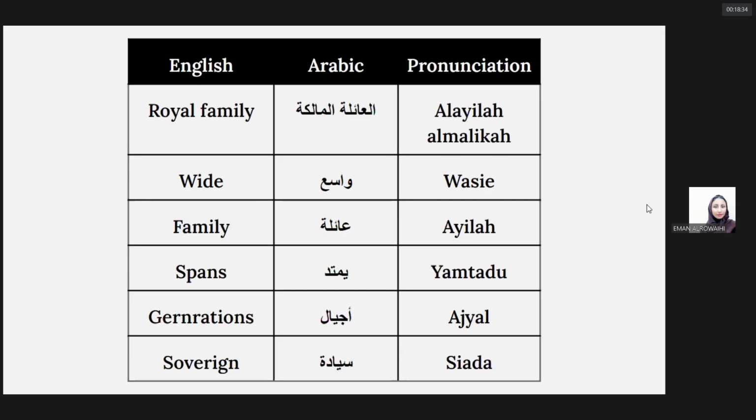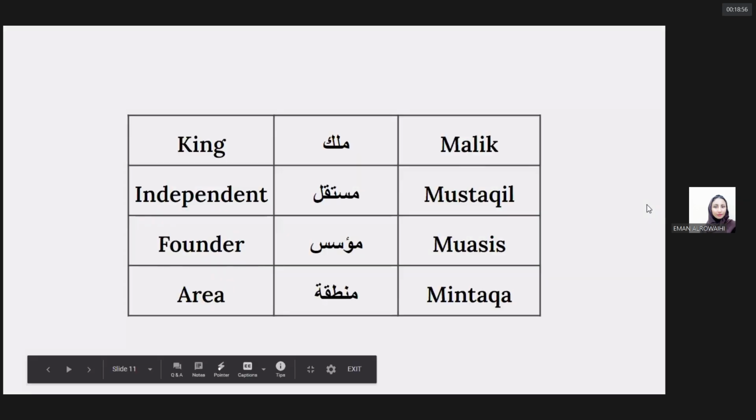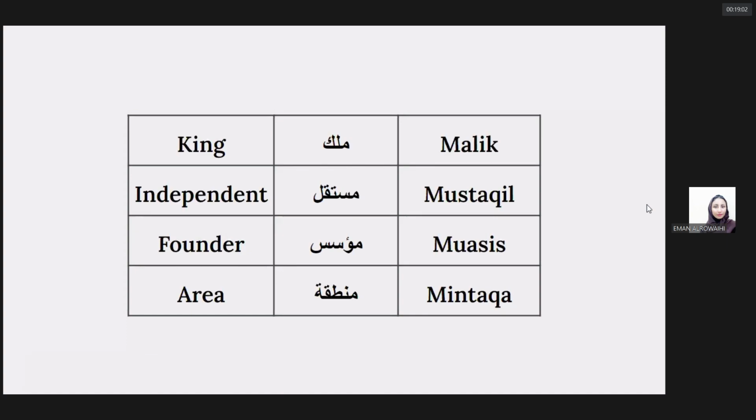العائلة or عائلة spans. When we say it spans many generations, we say it's يمتد many أجيال, generations, أجيال. Sovereign, سيادة. It's a sovereign state. It's a سيادة state. We're good? The words are clear? طيب. إن شاء الله, it's clear. The word king, ملك. Independent, مستقل. مستقل.